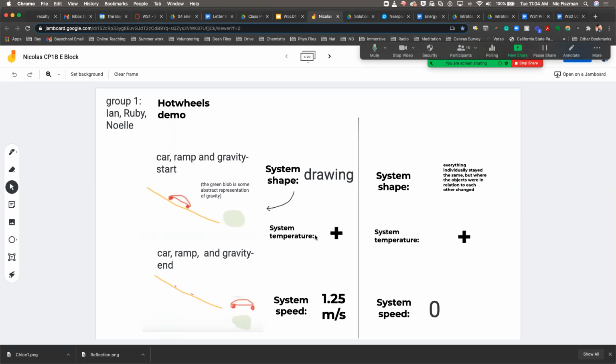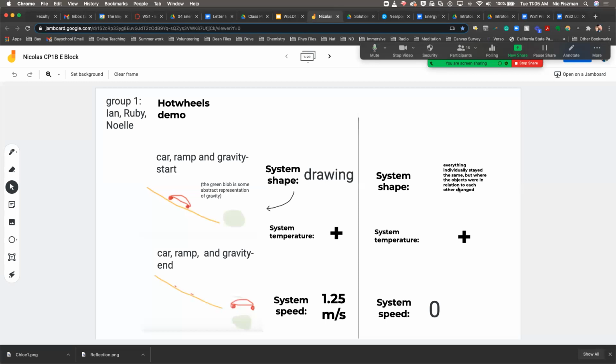So do we agree with their diagram of the scenario? Yes, no, maybe. Leila's doing a tentative no. So they had the track go on at an angle, right? And the track was said to be horizontal. But given their choice of having a track that's tilted, for system shape, everything stayed the same, but where the objects were in relation to each other changed. So that's a fair statement, right?